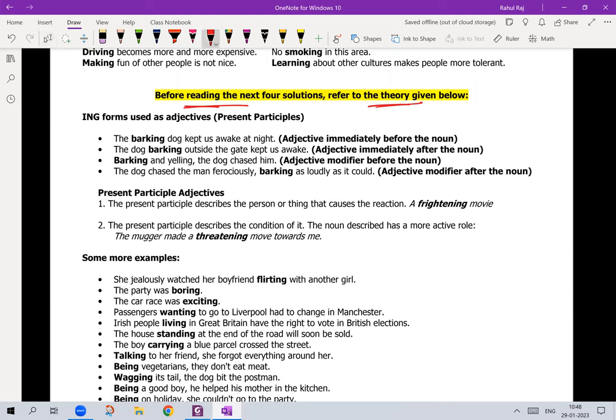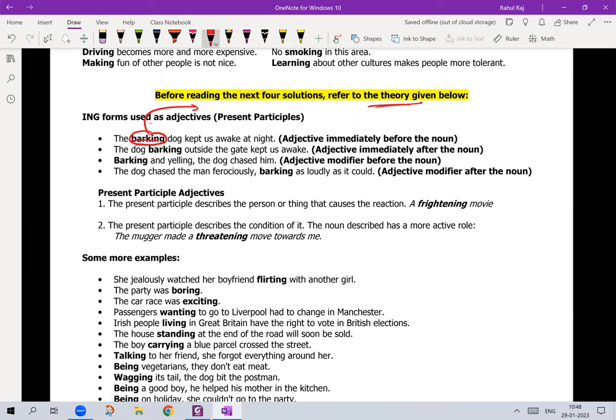Now, let's understand simple ING form used as an adjective. The barking dog kept us awake at night. So 100%, this is not a verb. Be very sure. What I told you in the last class: ING form alone can never be a verb. How much ever tempting it looks to you, this is not a verb at all. And if this is not a verb, this can either be a noun or adjective, because ING form can be three things: adjective, noun, and verb. This is not a verb.